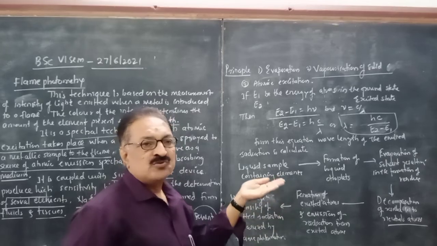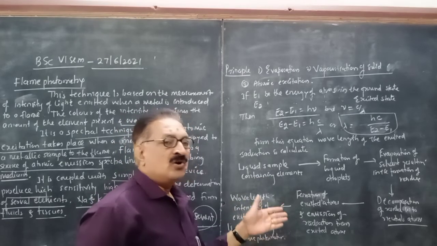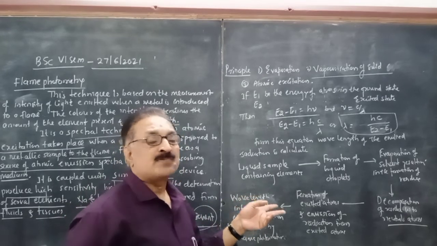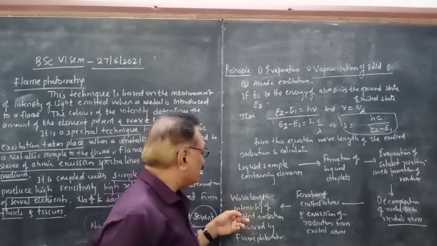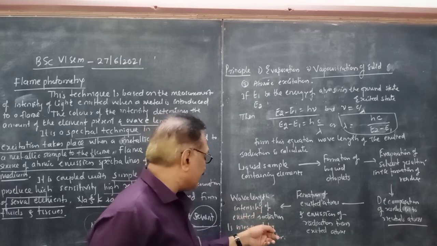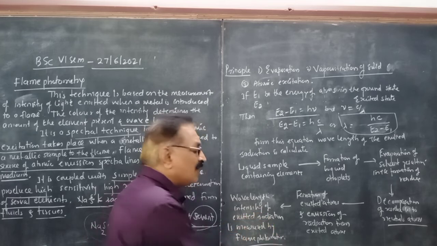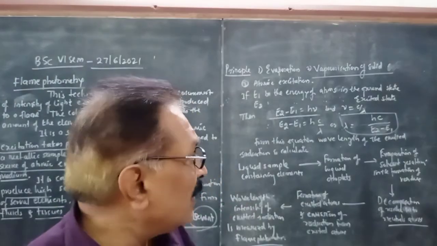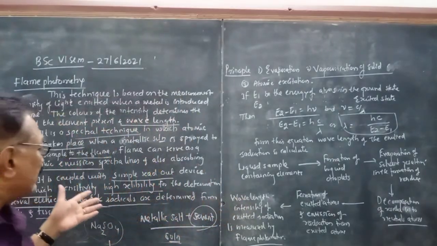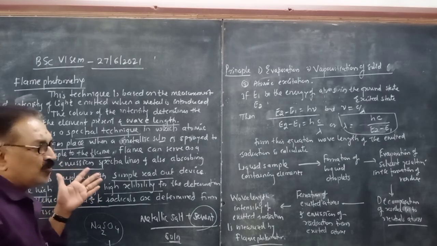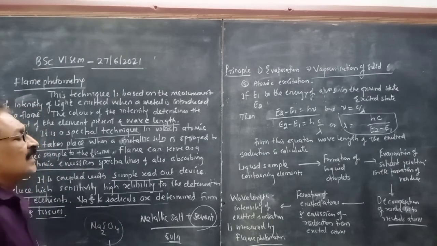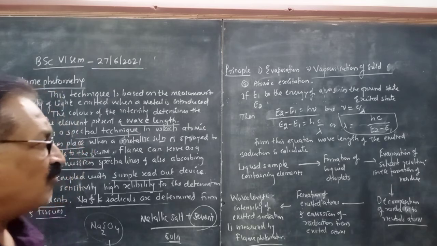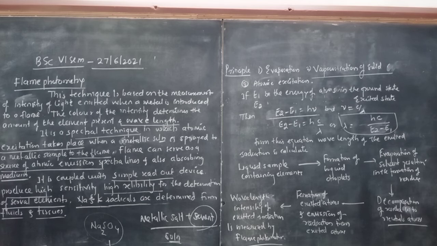When they reach the higher energy state and return back to their original state, they emit radiation with a specific wavelength, and the intensity of the emitted radiation is measured by the flame photometric technique. This is the principle behind the flame photometric technique, and I have explained what is meant by flame photometry. Next, we will go for the instrumentation of the flame photometric technique in the next class.